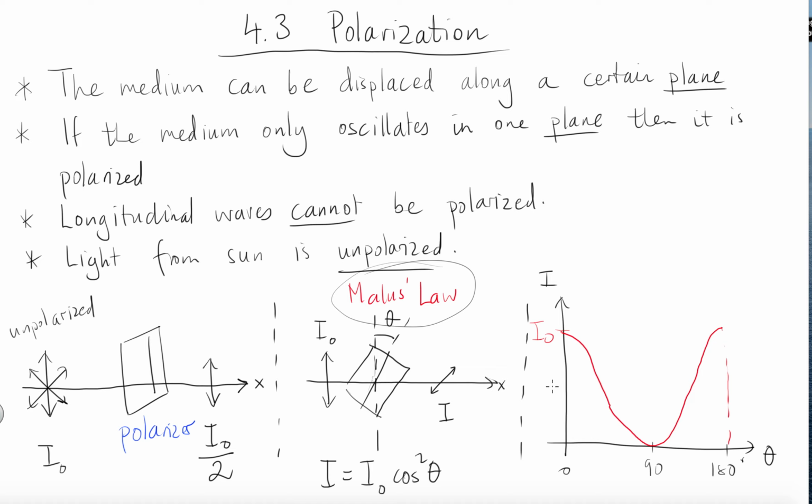And if we were to have two polarizers at 90 degrees to each other, then that's the same as having zero intensity, and that's when we have crossed polarizers. When you have polarizers at 90 degrees to each other, then no light is let through.